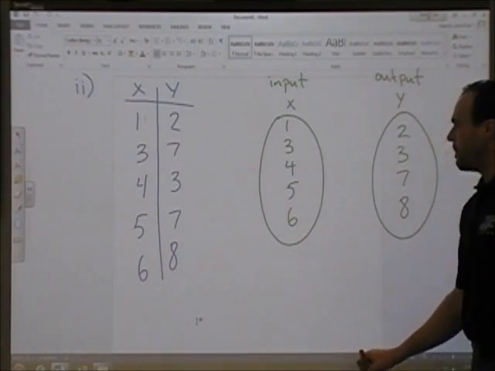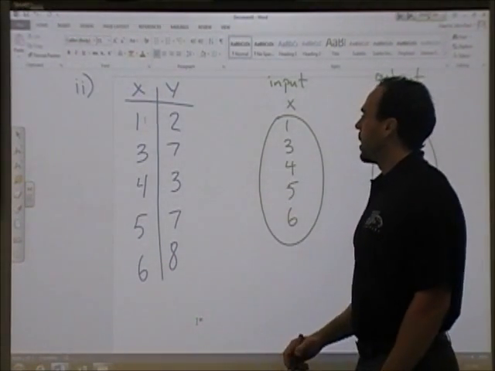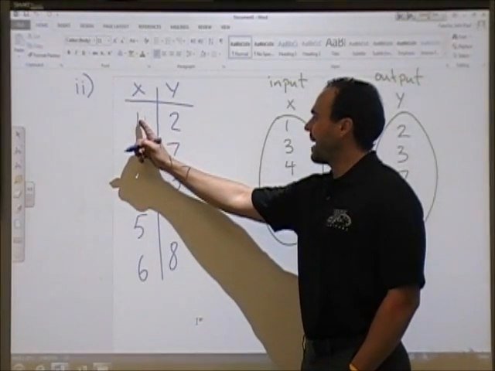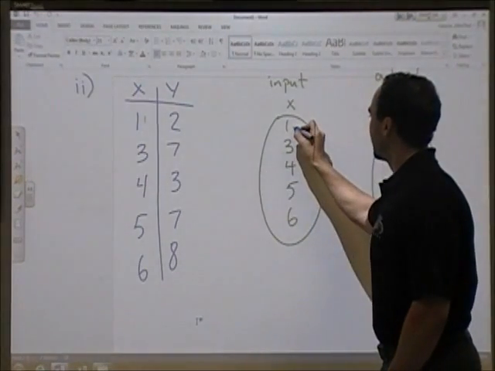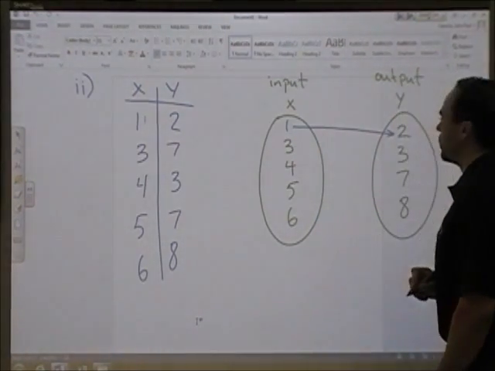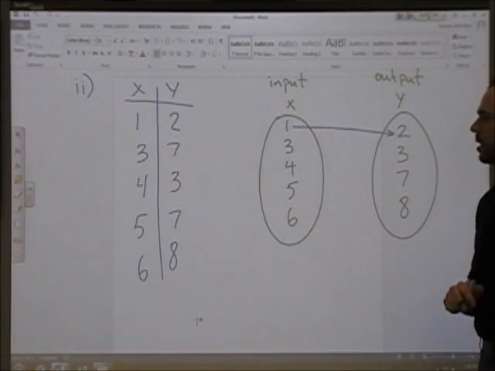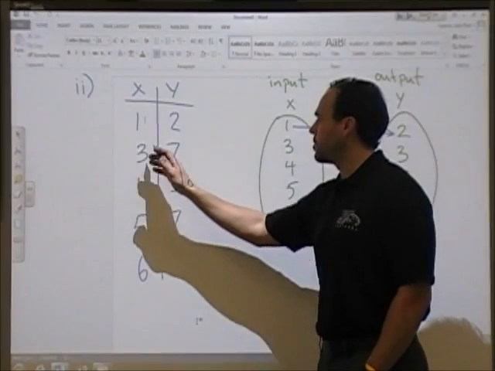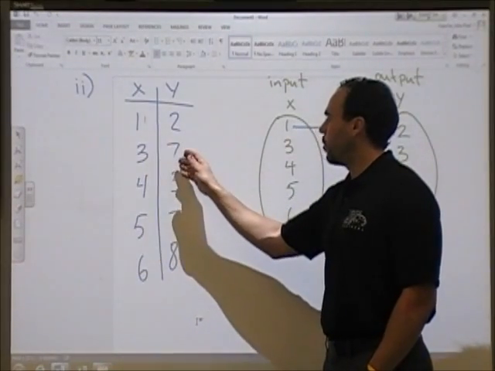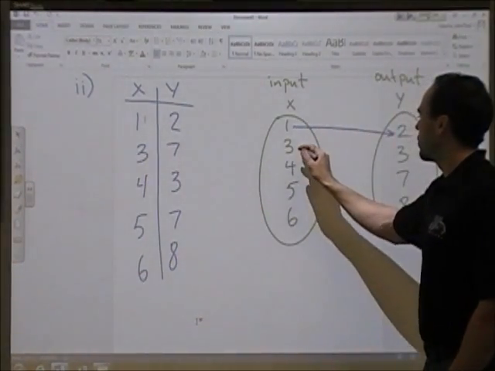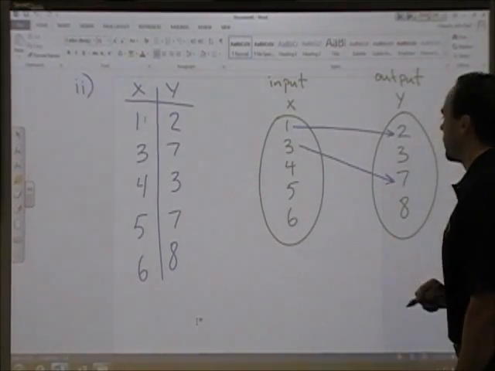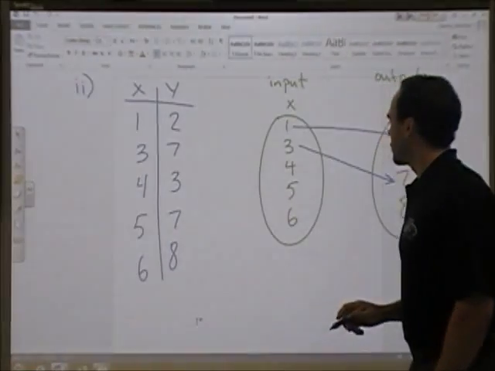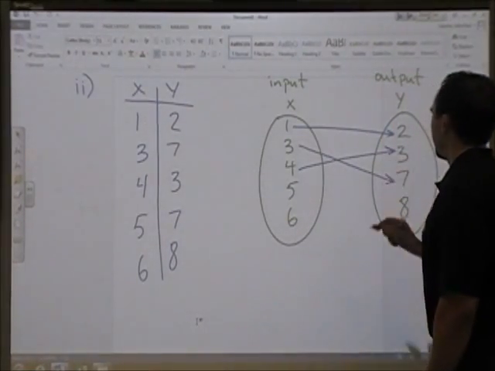Now, in order to draw a mapping diagram for every point, I have to map out every point here. My first point, when I plug in 1, I get an output of 2. So it's an arrow drawing from 1 that gives me an output of 2. My second point is 3, 7. So when my input is 3, my y value or my output is 7. So when my x is 3, y is 7. And then when my x is 4, y is 3. So again, 4 points to 3.